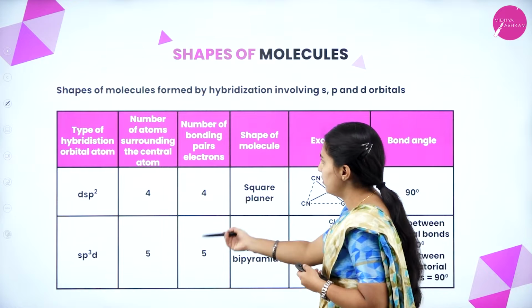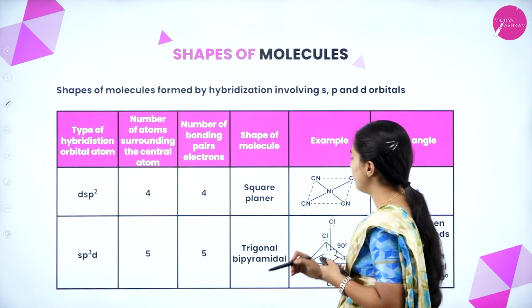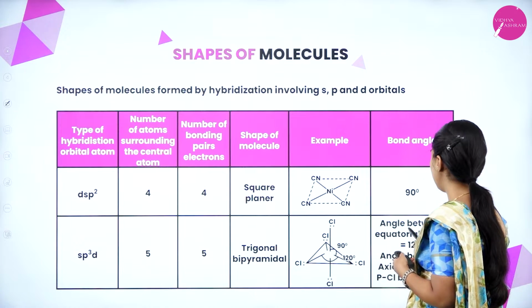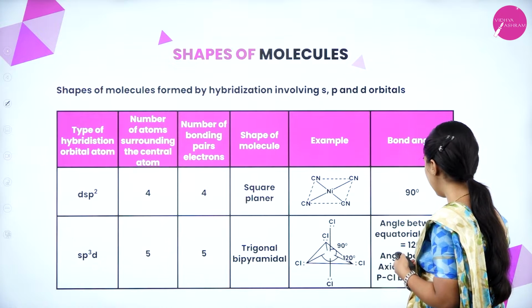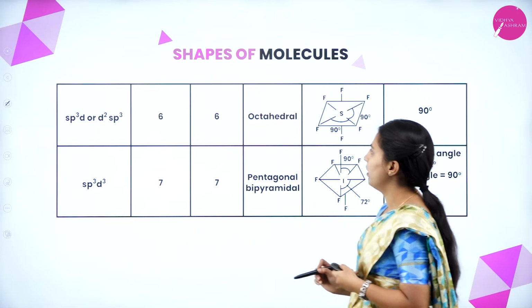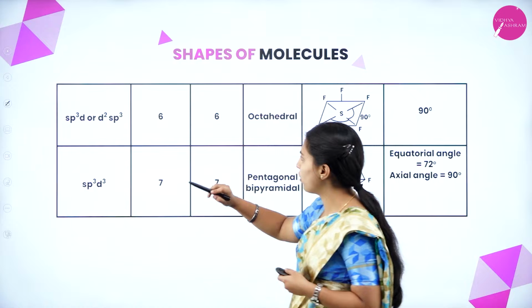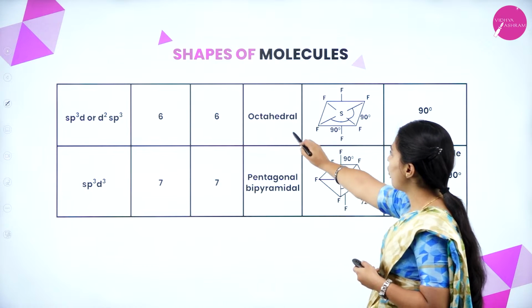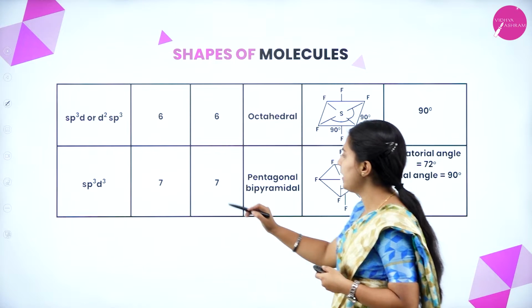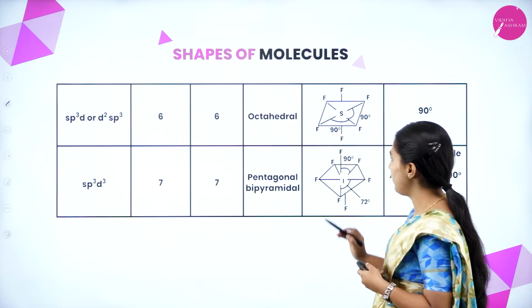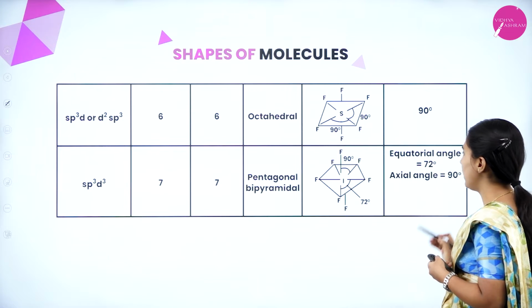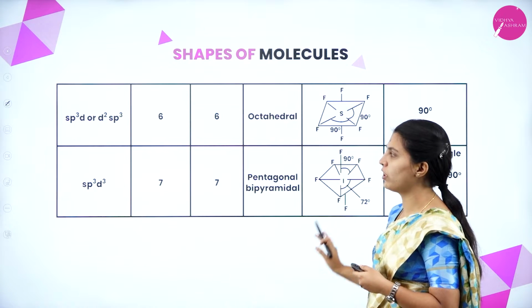If it is sp3d, surrounding atoms 5, bond pairs 5, it will form trigonal bipyramidal. Example, anything you can take, PCl5 also you can take. Angle between equatorial bonds 120 and angle between axial and equatorial, this is PCl5, that is 90 degrees. See here sp3d2, sp3d2 you can also call it. Surrounding atoms 6, bond pairs 6, it will form octahedral structure. Here SF6, overall 90 degrees. In sp3d3, surrounding atoms 7, bond pairs 7, pentagonal bipyramidal, this is IF7, equatorial angle 72, axial angle 90 degrees. The overall, what we have discussed in the table order, we have shown here.